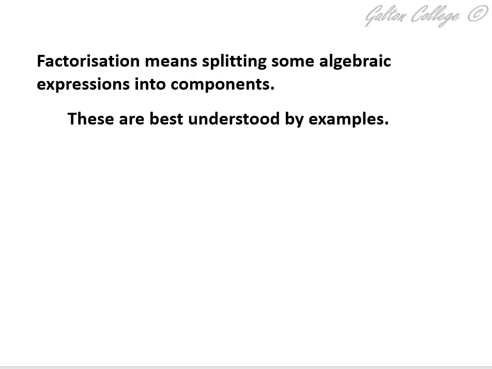So they're probably best understood by examples. Let's say we have an expression like x squared minus 2x plus 1. Now we want to know, what's that made up from? What can we multiply together to get x squared minus 2x plus 1? So what we do is we set up brackets first. We know the first term is x squared, so we know the first term will be x. So we have a bracket, x, and in the second bracket we've got x, because x times x is x squared.